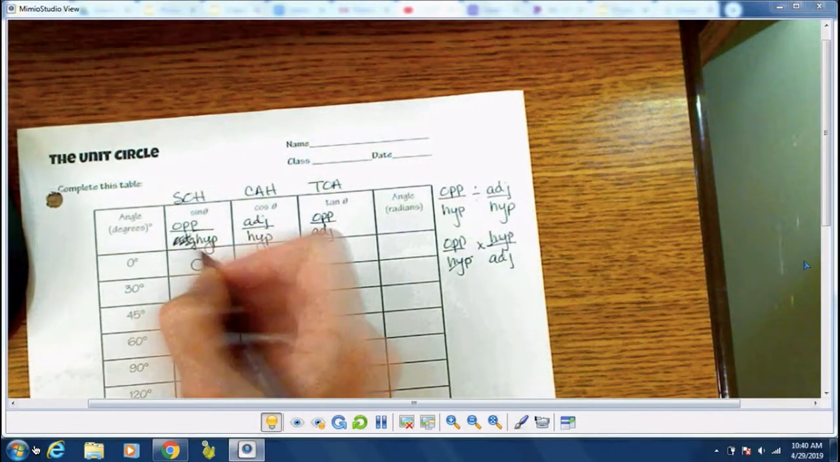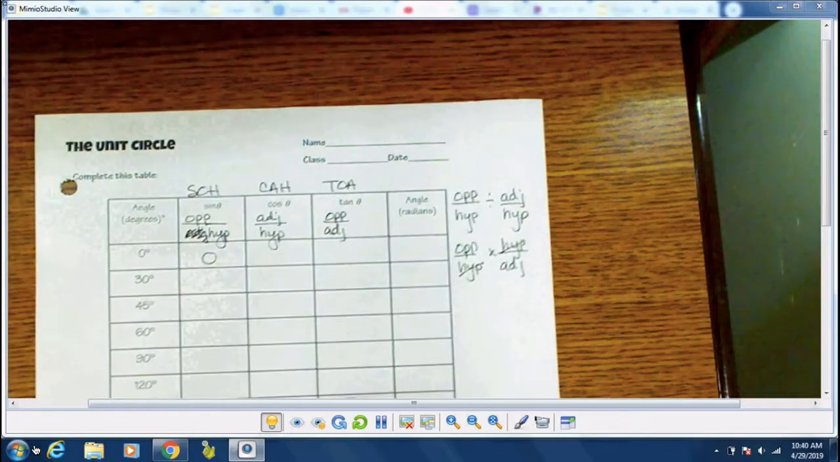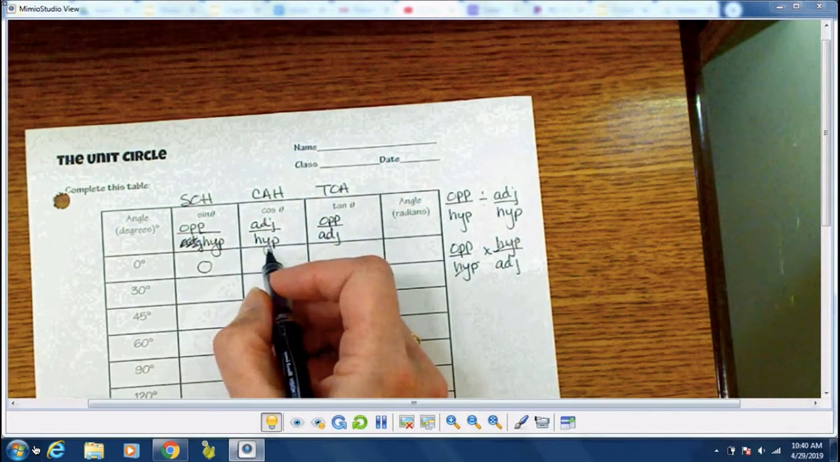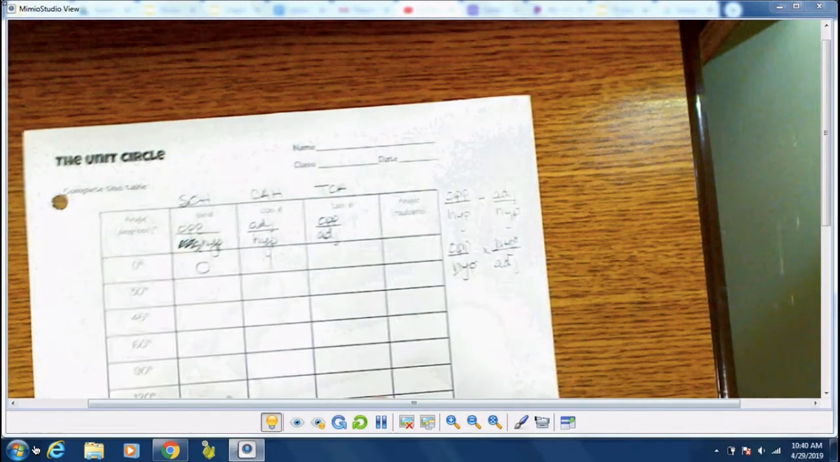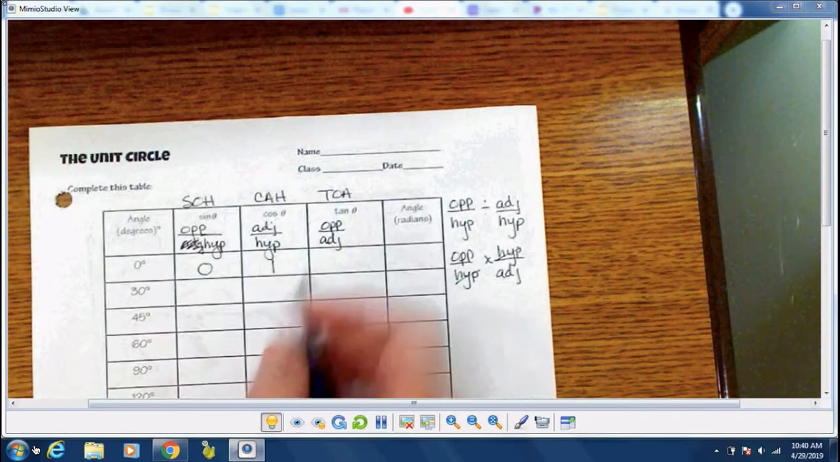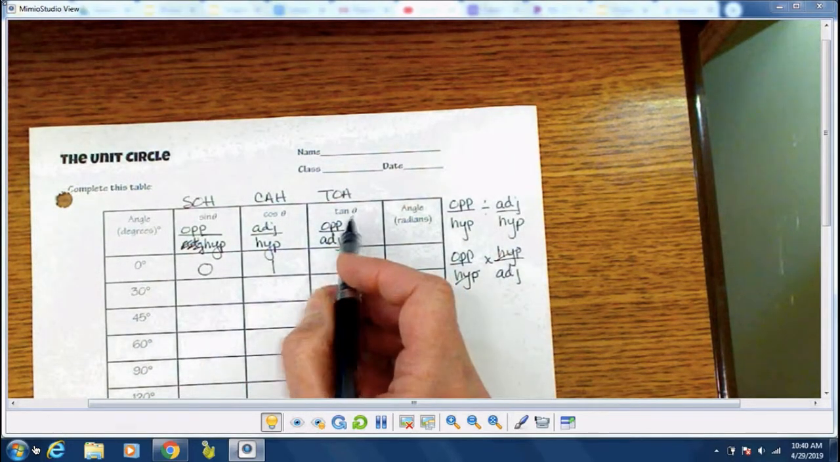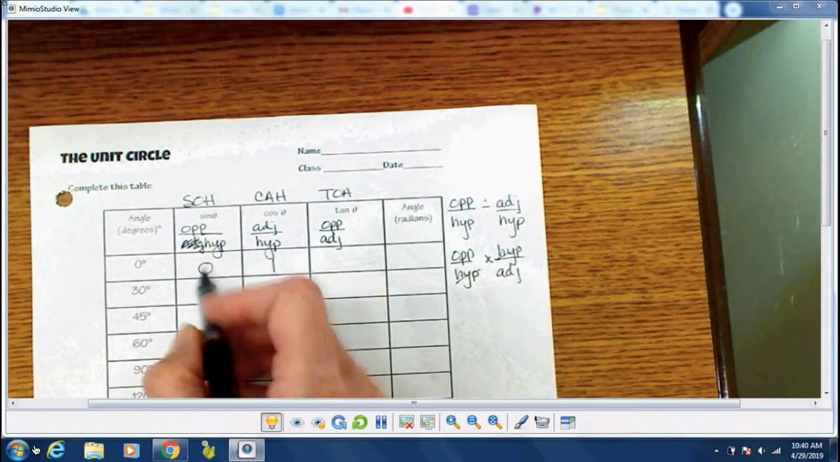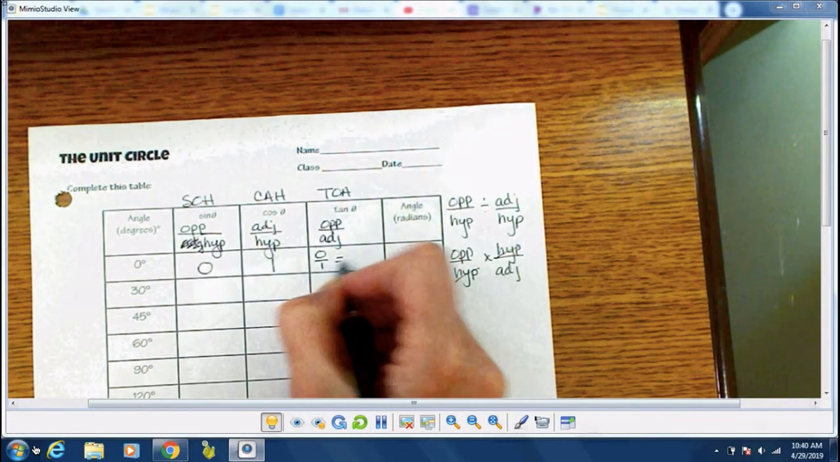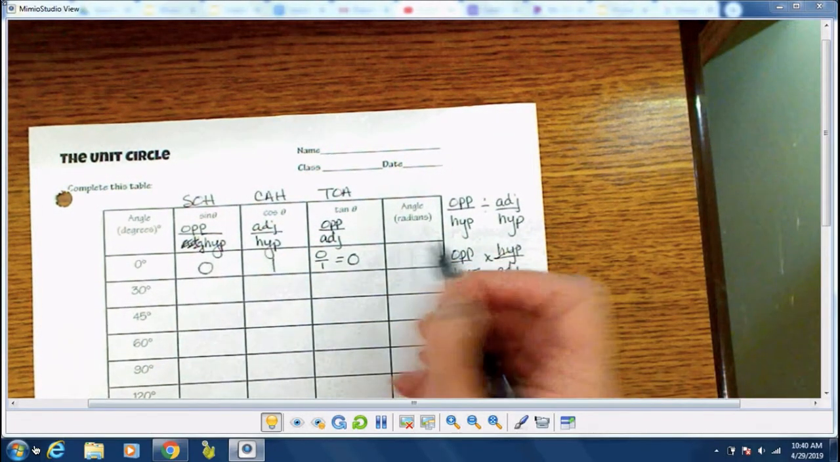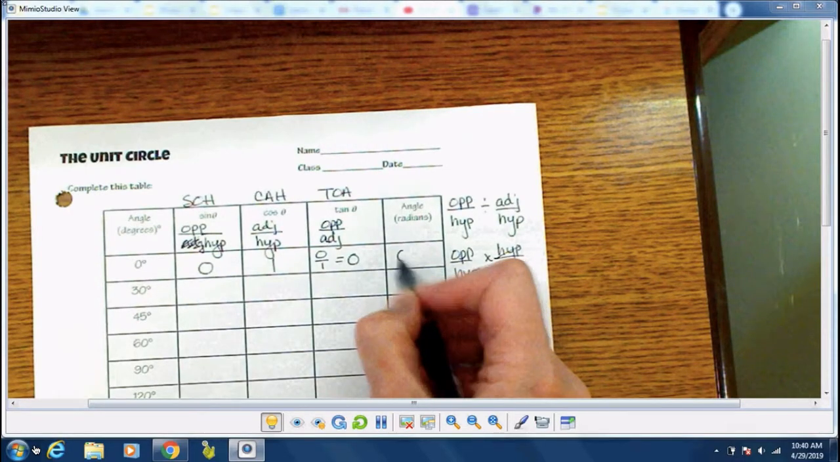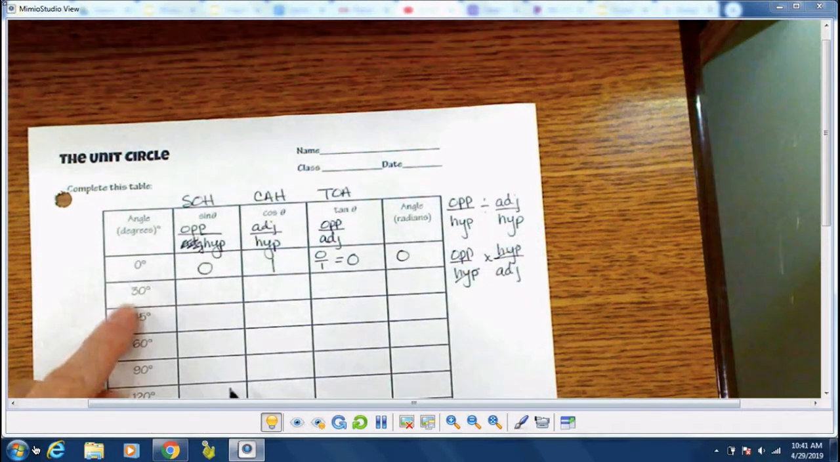So sine for 0 is the y value. It's 0. Cosine is 1. And then tangent is sine over cosine. So 0 divided by 1 is 0. The angle for that, it hasn't rotated anything, so it's 0.